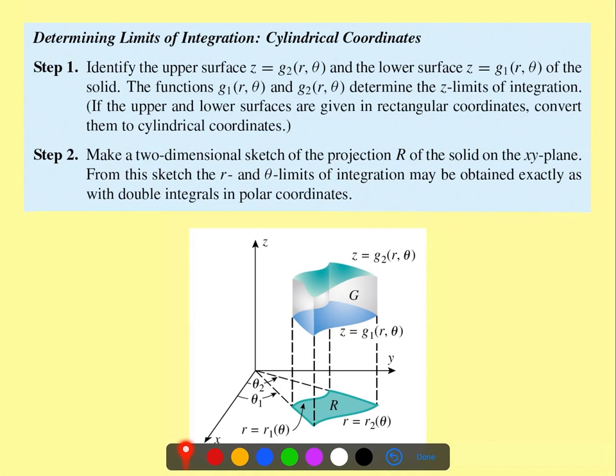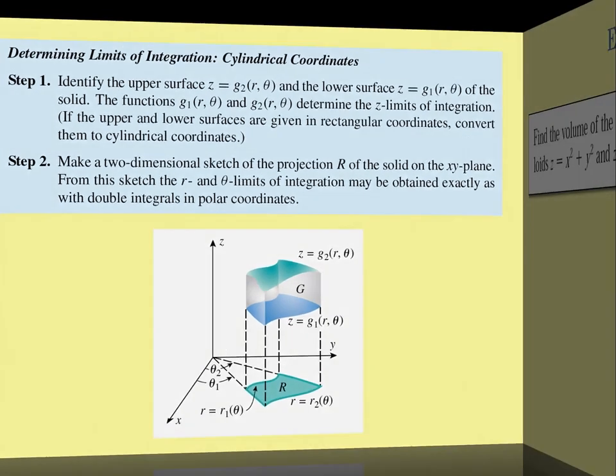And z goes from the bottom surface to the top surface. The bottom surface in this case is g1 of r, theta, and the top surface is g2 of r, theta. So it's going from the bottom to the top. And that's the same thing it does in rectangular coordinates. You want to go from the bottom to the top. You're going in the positive z direction. And you just go from the first thing you hit to the last thing you hit. So that's pretty much it.